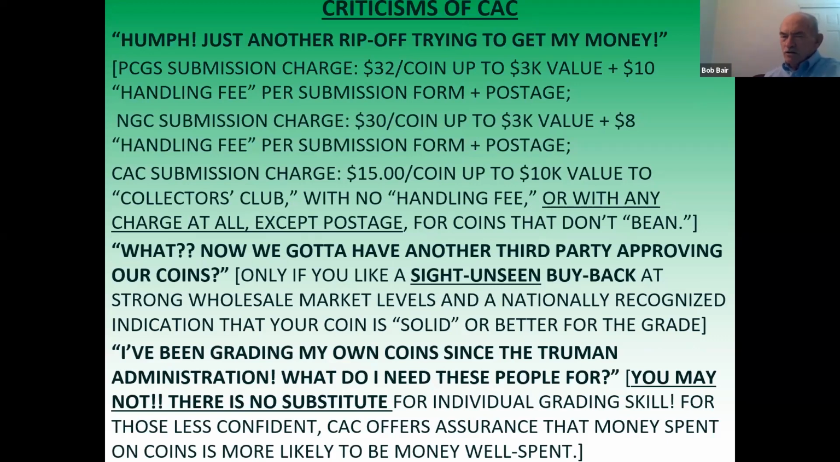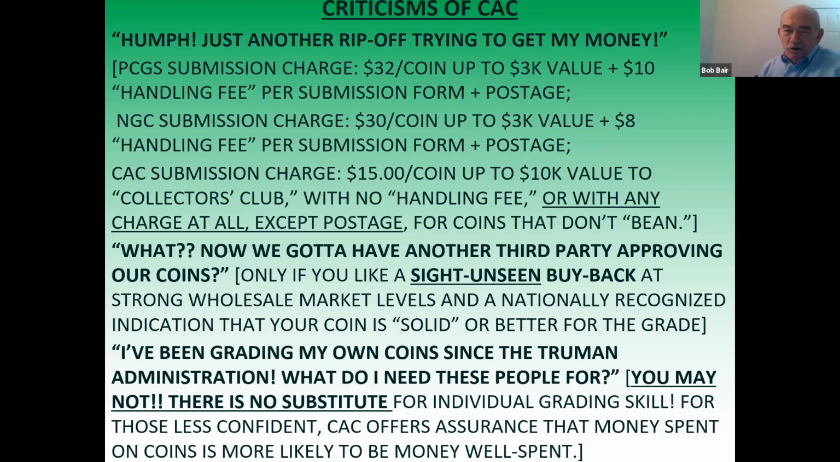CAC submission charge, $15 a coin, up to 10K in value to collectors clubbers with no handling fee or any charge at all. Pinch me, I'm dreaming, except postage for coins that don't beam. Geez, if CAC is a ripoff trying to get your money, they're not doing very well when you look at their prices and the fact that they do freebies for collectors clubbers.